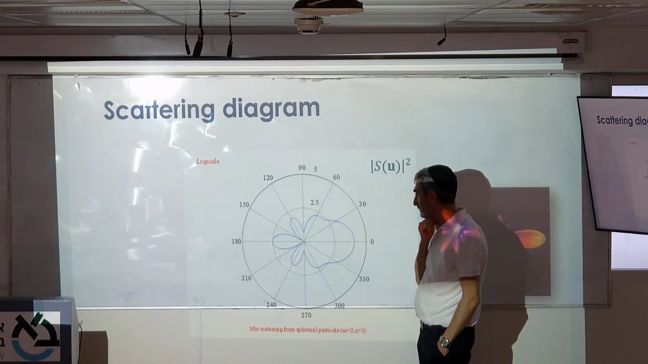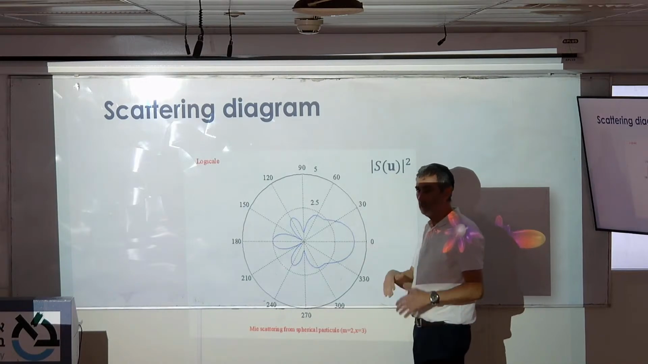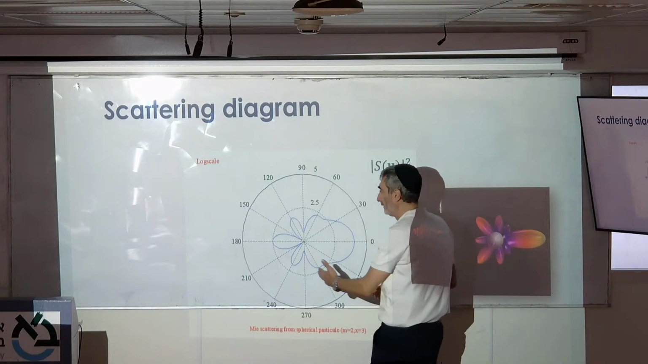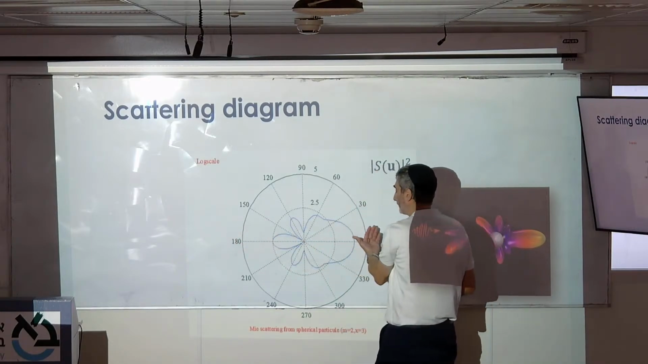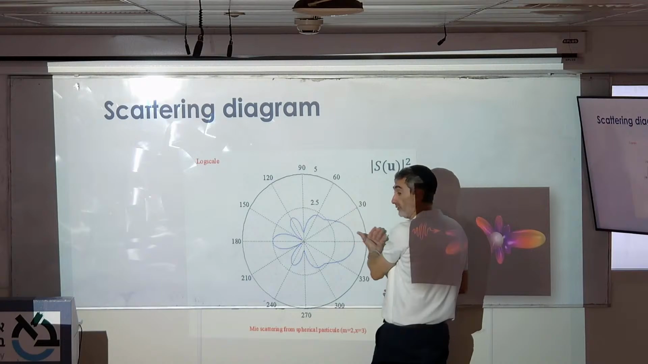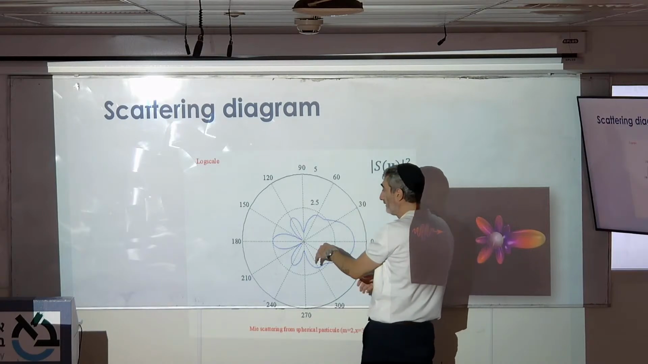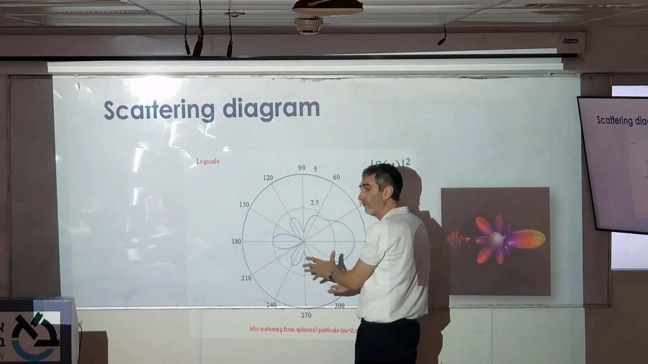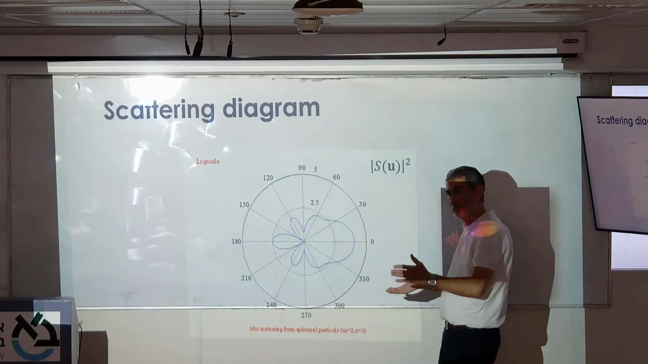The amplitude maybe can change a little, but you have two components. You have a wave that propagates like that. Part of it will continue, and part of it is scattered. This is the part of the light which is scattered in different directions.